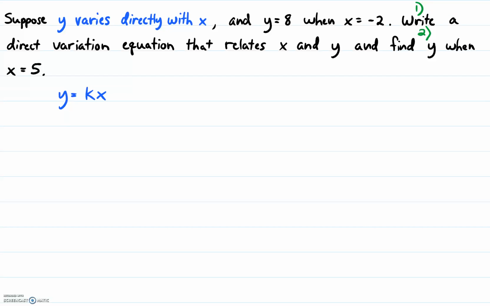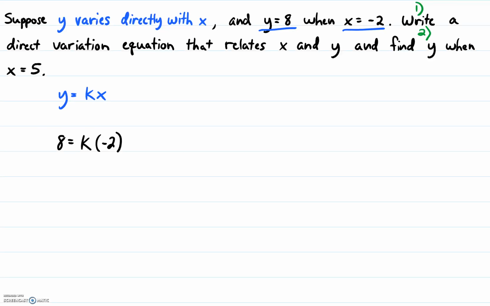We also are given a particular y value and a particular x value that match up. So when x is negative 2, y is 8. So let's go ahead and plug those values in the place of y and x in our equation that we just wrote in blue. So in the place of y, we're going to put 8 equals k. We don't know what that is yet. And in the place of x, we're going to put negative 2.